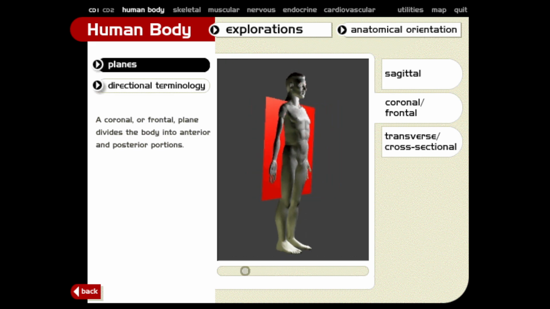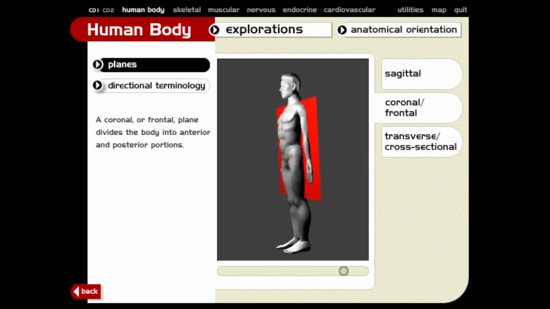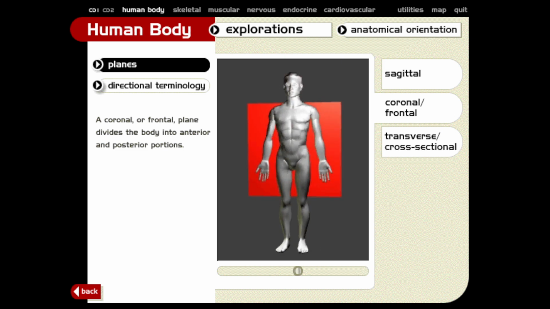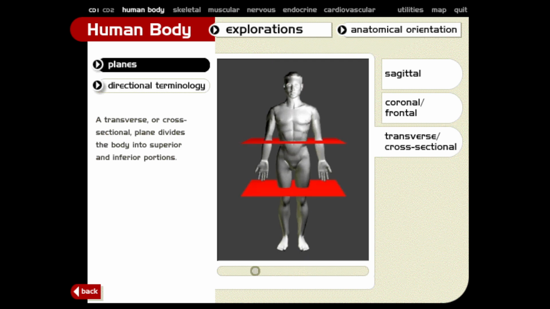A coronal or frontal plane divides the body into anterior and posterior portions. A transverse or cross-sectional plane divides the body into superior and inferior portions.